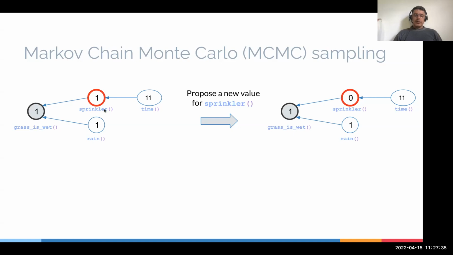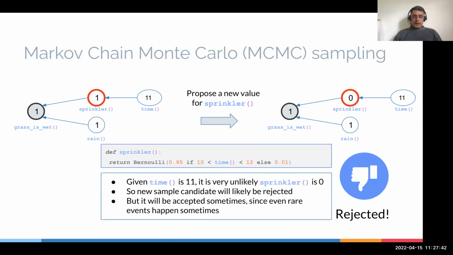So now I'm going to select sprinkler. I'm going to propose a new value for it, and I'm going to see how likely it is, to decide if I'm going to accept that or not. Now, that's not so likely, right? Because when the time is between 10 and 12, it's very likely that the sprinkler is on. And here it's off. So not very likely. So we will probably reject that sample, even though sometimes we will accept it because even rare events may happen sometimes. So we need to sample from them as well. But typically we will reject that because it's so unlikely. And we'll do that in a way that's smart. I'm not going to get into the math of it, but there's a kind of sophisticated rule for accepting samples such that they reflect the posterior distribution, which is what we want.